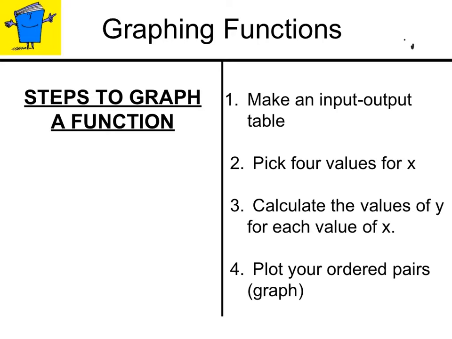So let's review the steps to graphing a function. You need to first make an input-output table with a column for x's, a column for y's, and a column for your ordered pairs. Pick 4 values for x. 4 values is insurance that you're going to hopefully get a straight line out of it. You're going to calculate the values of y for each of the values of x that you pick. And then you're going to plot your ordered pairs on a graph.